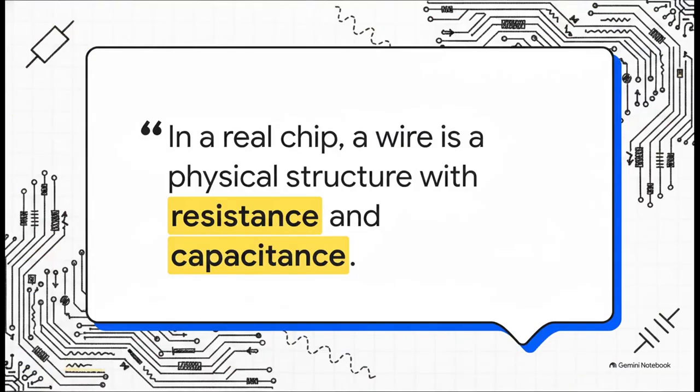But the source material we're looking at today hits the nail on the head with this quote. In an ideal circuit, a wire may look like a connection. In a real chip, a wire is a physical structure with resistance and capacitance. That is the core truth here. Every single interconnect inside a microchip actually behaves like a complex electrical network, and it's that physical network that dictates exactly how quickly and honestly how cleanly a signal actually reaches its destination.